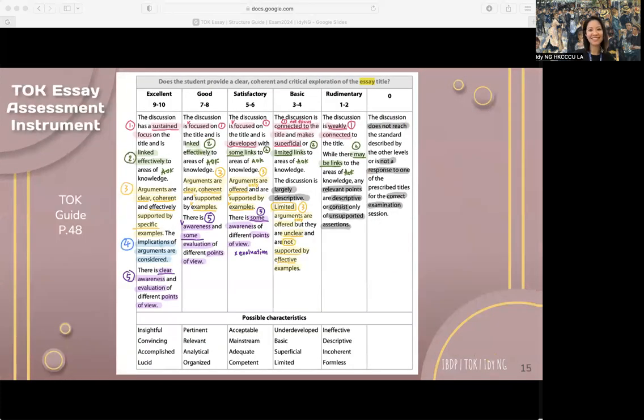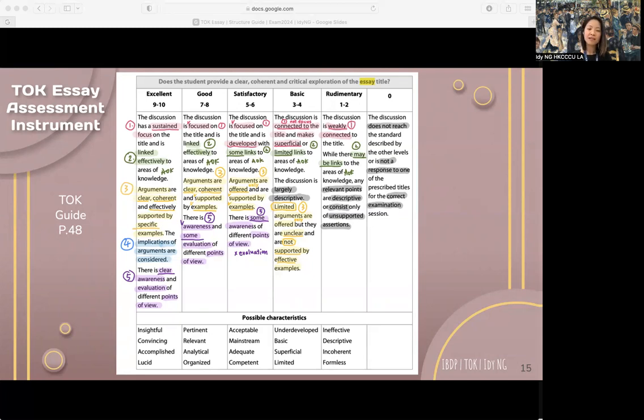And last but not least, make yourself understand the assessment criteria. I highly recommend you read through the TOK assessment instrument, which you can find in the TOK guide, page 48. As you can see, I do it for myself. I have highlighted it with different colors to remind myself, when I mark your papers, what kind of criteria I should look for in an essay so that I can give marks appropriately. This applies the same to you too.